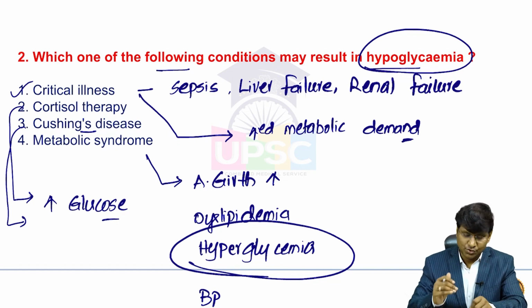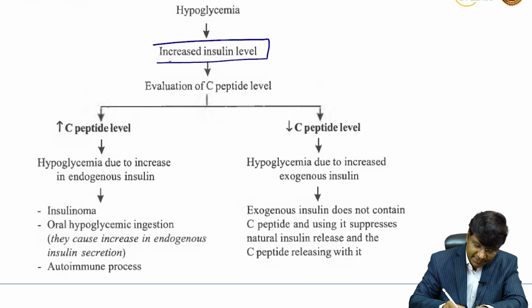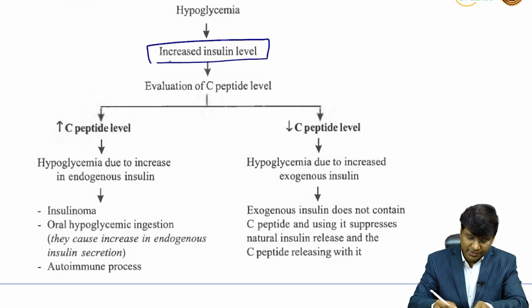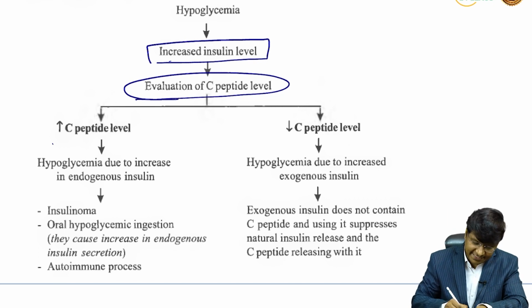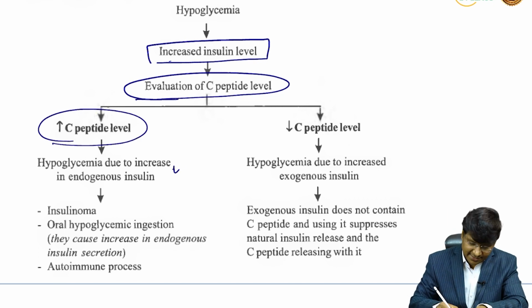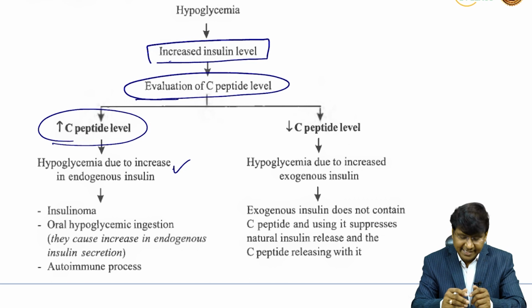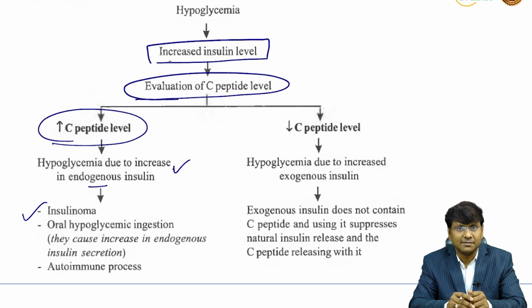How will you differentiate that? So, whenever there is hypoglycemia, right, check the insulin level. Okay, so if you find that there is an increase in the insulin level, two reasons: either it is exogenous insulin, or the insulin is being produced in excess quantity within the body from an insulinoma. So immediately what you need to do is check the C-peptide levels. If you find that the C-peptide levels are also elevated, then it is hypoglycemia due to increase in endogenous insulin. Right? And that is nothing but your insulinoma.